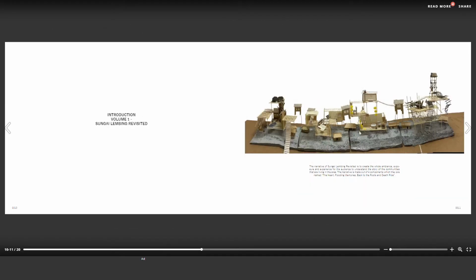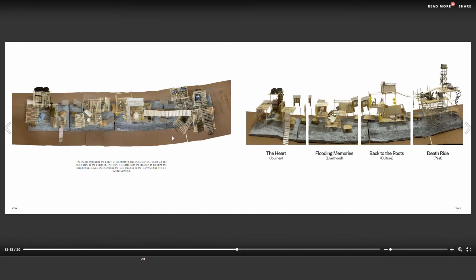So moving on to the model. Here's the model. The narrative goes into four main components, which explain the story behind the collages. The first one is the heart, the second is the flooding memories, third is back to the roots, and the fourth is the death ride. The whole model emphasizes creating a narrative that shows the whole ambience, memories, and issues that can be found in Sungai Lembing.